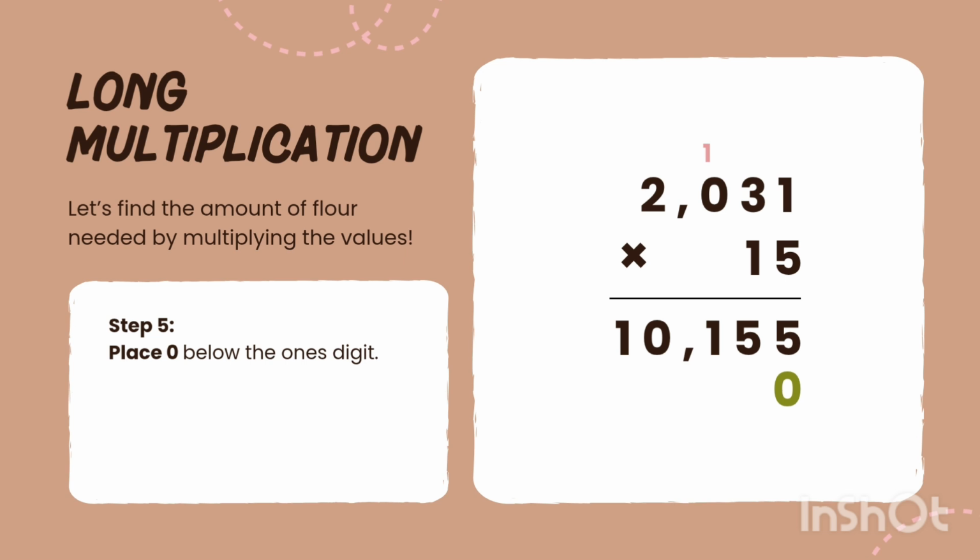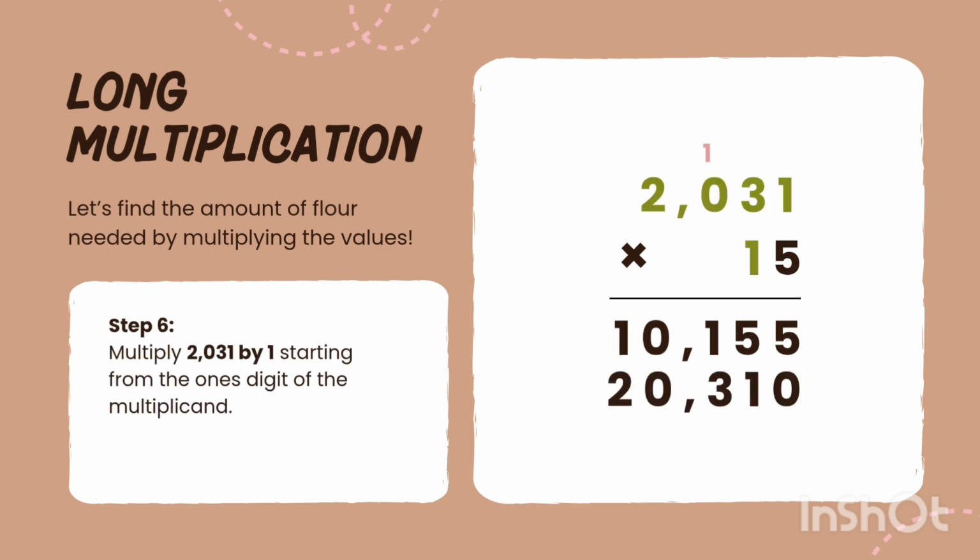Now in step 5, as we are moving to the tens place, we add a 0 under ones column to keep the place value correct. Step 6, multiply the tens digit of multiplier with the entire multiplicand. So 1 multiply 1 is 1, 1 multiply 3 is 3, 1 multiply 0 is 0, and 1 multiply 2 is 2. So as we have 0 under ones place value column, the total answer is 20,310. This is our second partial product.